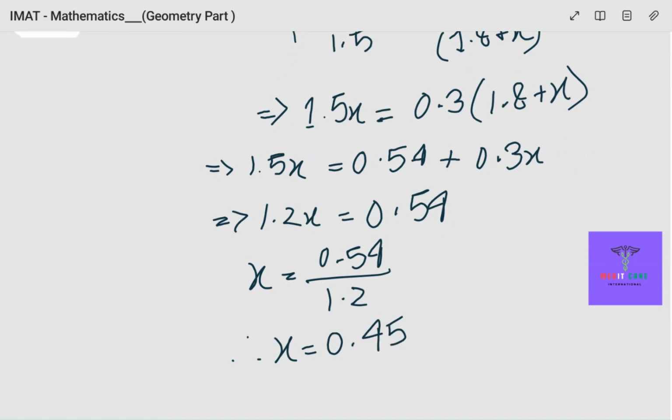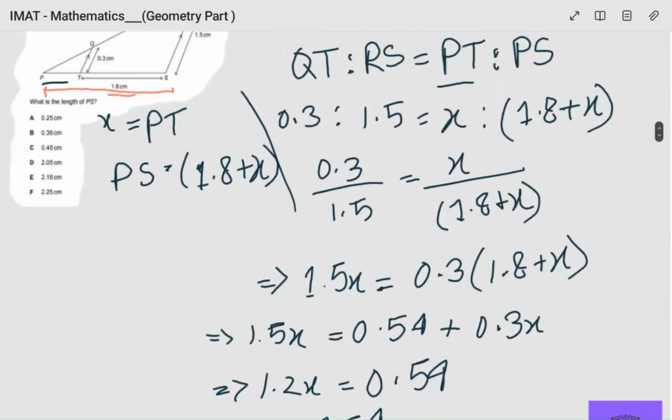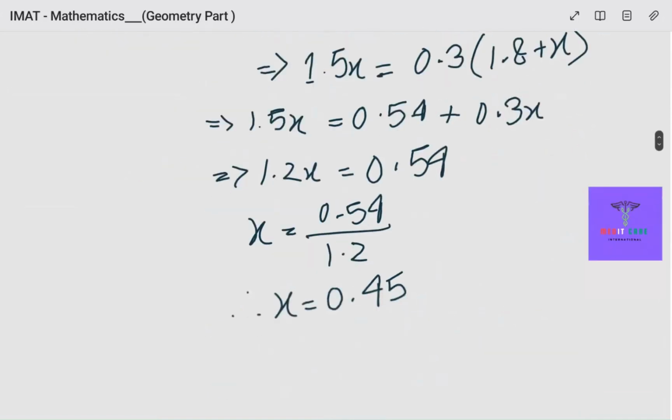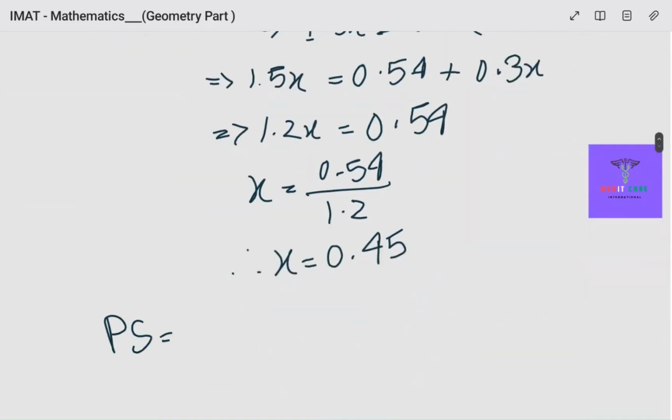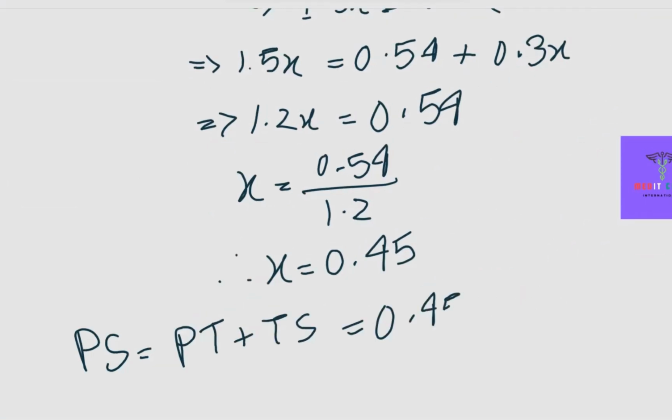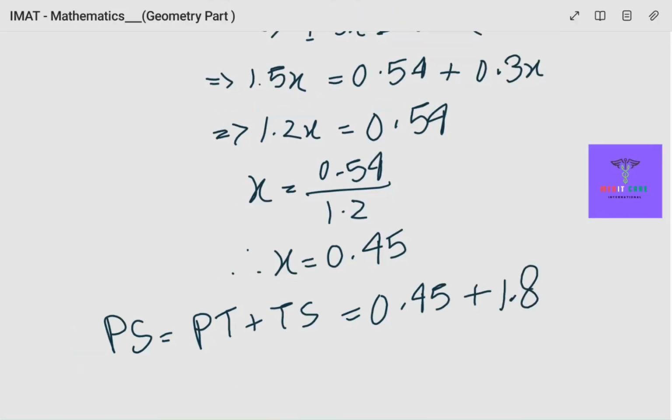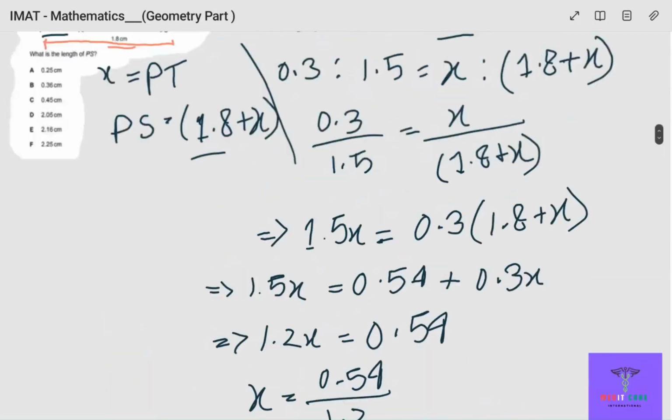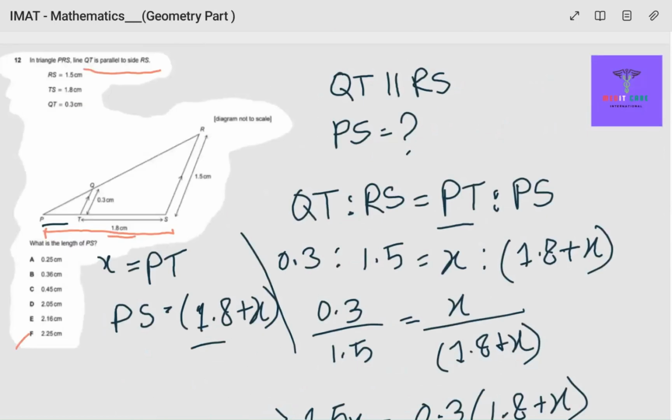Now we got the value for x. Now in order to get the value for PS, we need to plus 1.8. So PS would be PT plus TS, 0.45 plus 1.8, which is 2.25 centimeter. Now we got the value for PS is 2.25 centimeter. Now let's see, 2.25 centimeter, the F. So the correct answer is F, 2.25 centimeter.